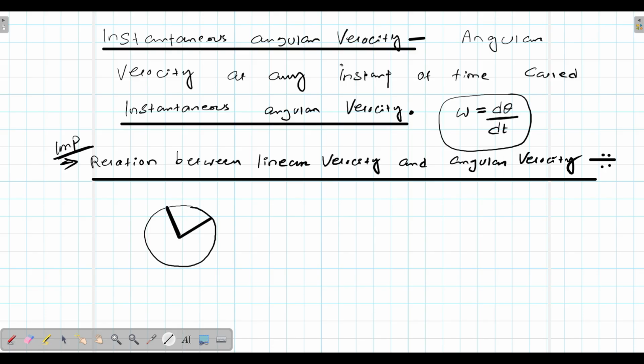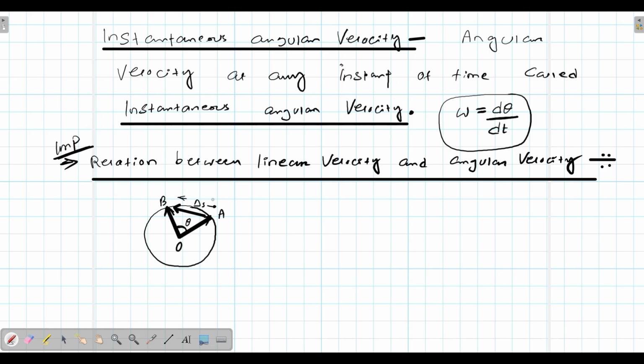Relation between linear velocity and angular velocity. So this is O, A, B. This is theta, this is del s, this is del t.